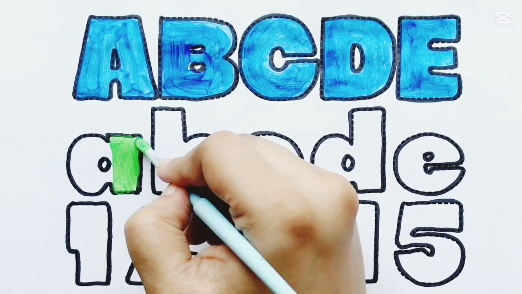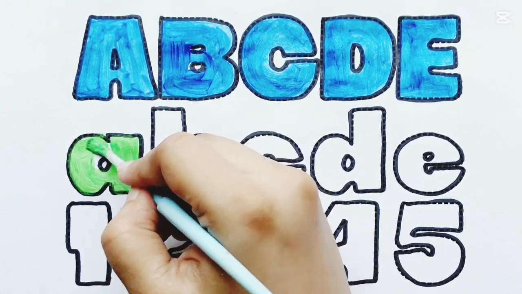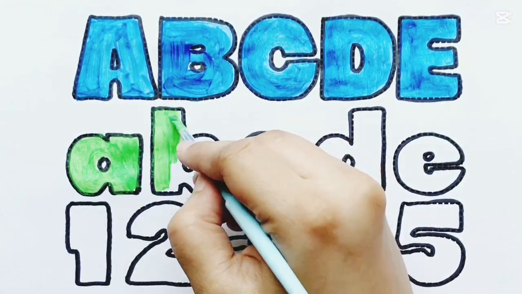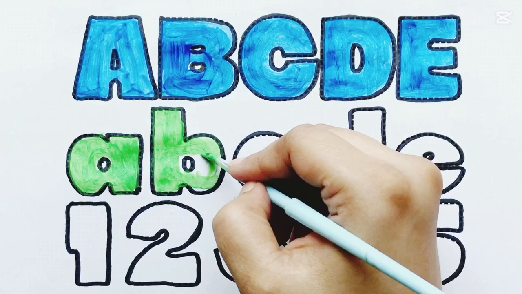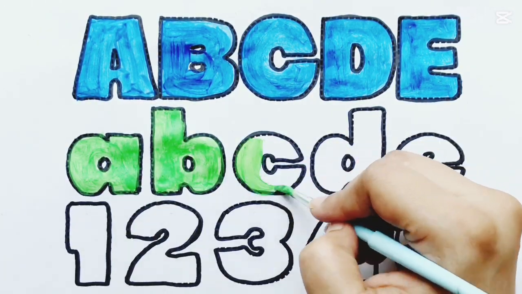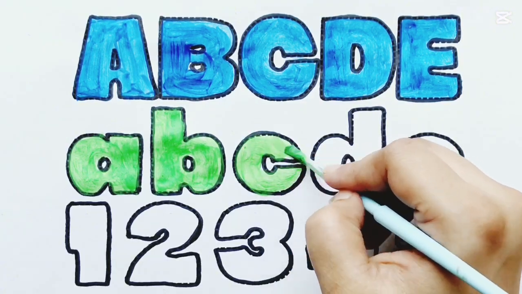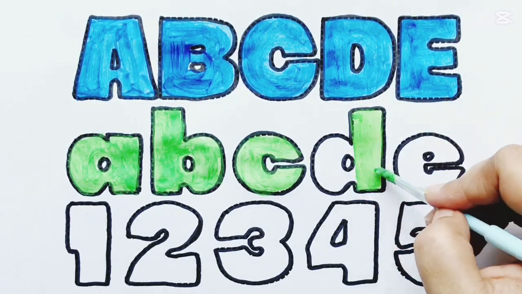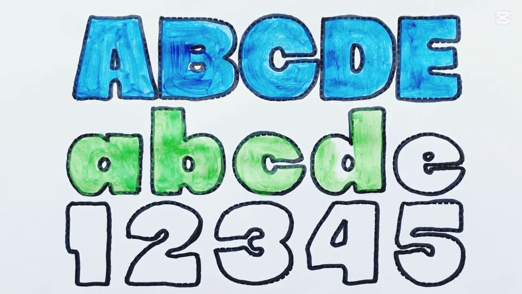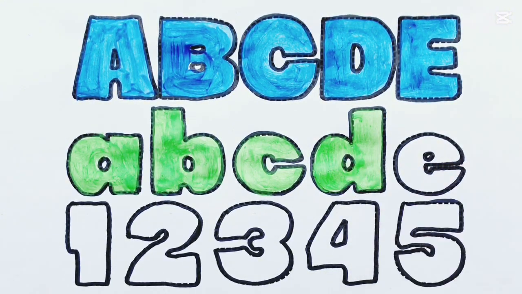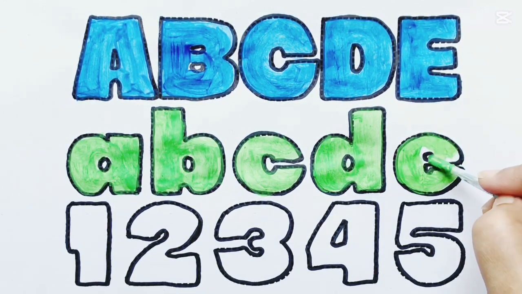Light green color. Small letter A. A for alligator. Small letter B. B for bat ball. C for cherry. D for dolphin. And small letter E. E for egg.